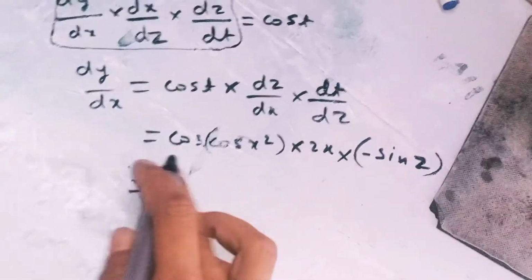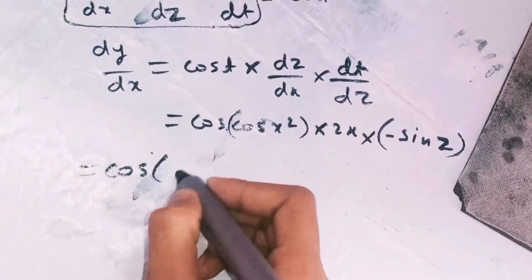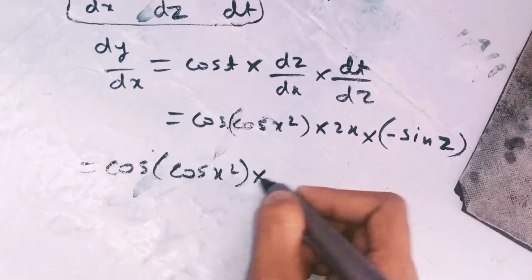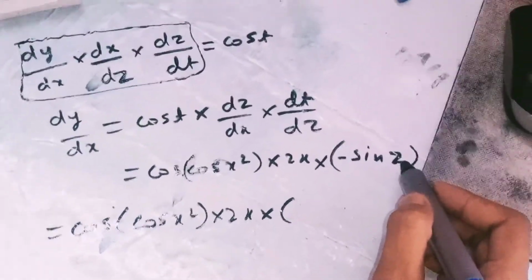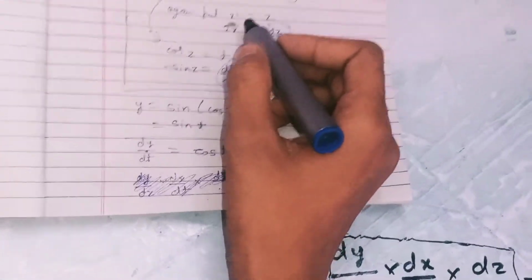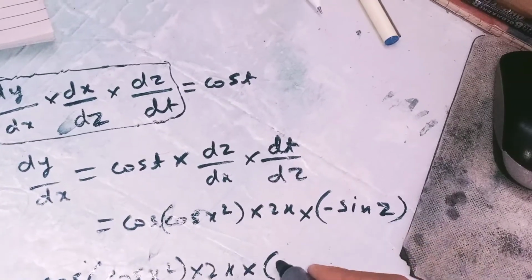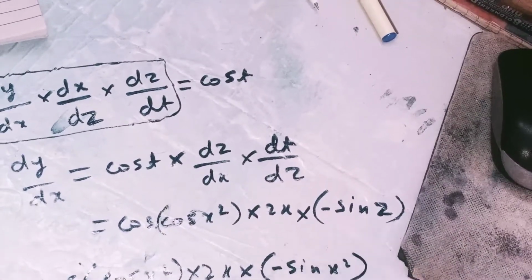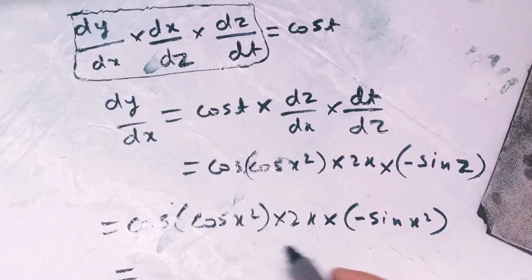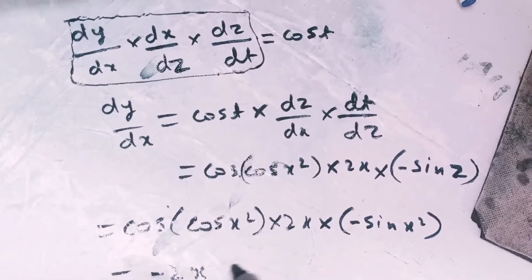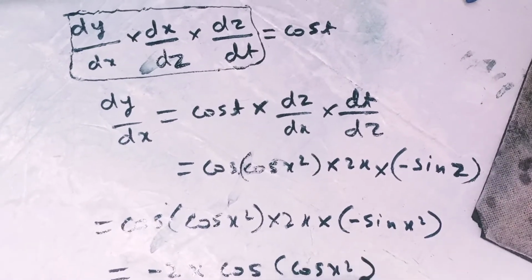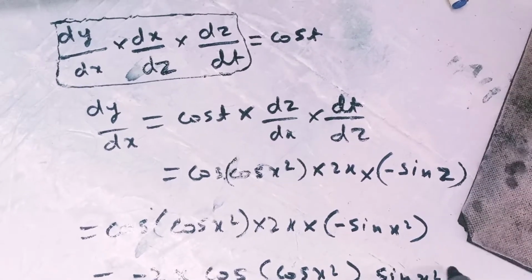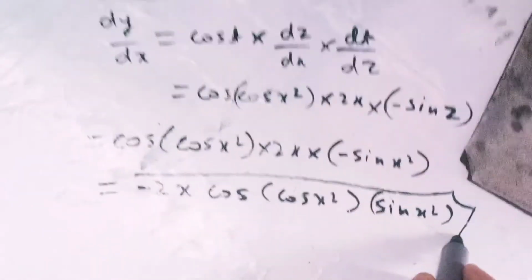Solving it further, z was not actually z earlier. We put z is equal to x² while solving the question. So again we will put z is equal to x² as it was earlier. Now solving it further, we get cos(cos x²) times minus 2x sin x², and this is our right answer.